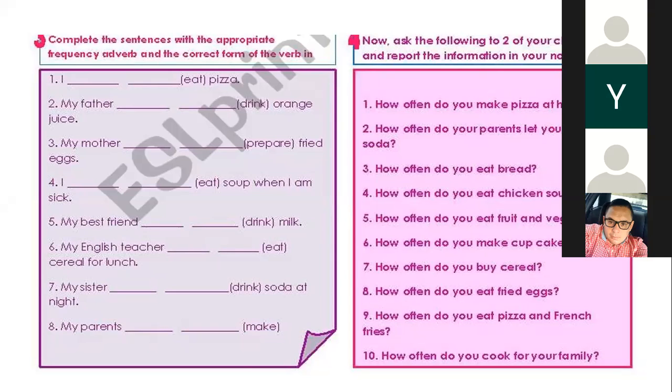Okay. And Vicky? Are you there? Hello, Vicky. ¿Hay una pregunta? Okay. How often do you cook for your family? Yanari? I sometimes cook for my family. Okay, excellent. Thank you, team.